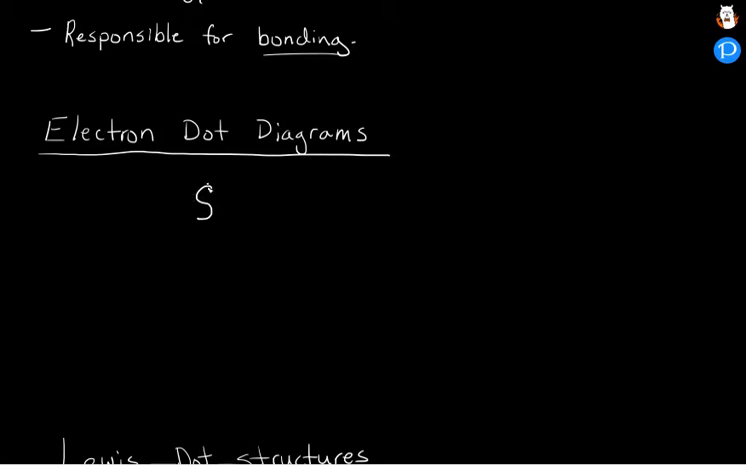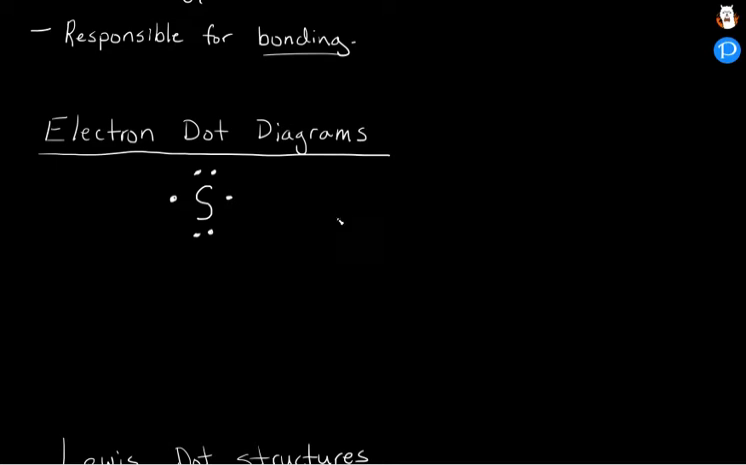So here's how I'm going to do this for sulfur. I'm going to go 1, 2, 3, 4, 5, 6. And this would be the diagram for sulfur, showing that it's got 6 valence electrons to work with on that outer shell. And I could do that for any element.